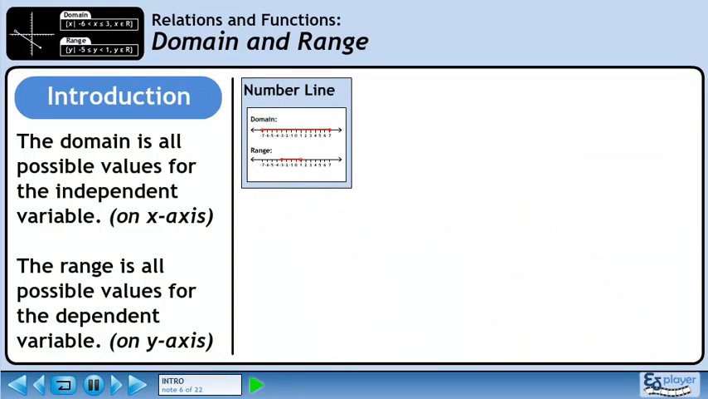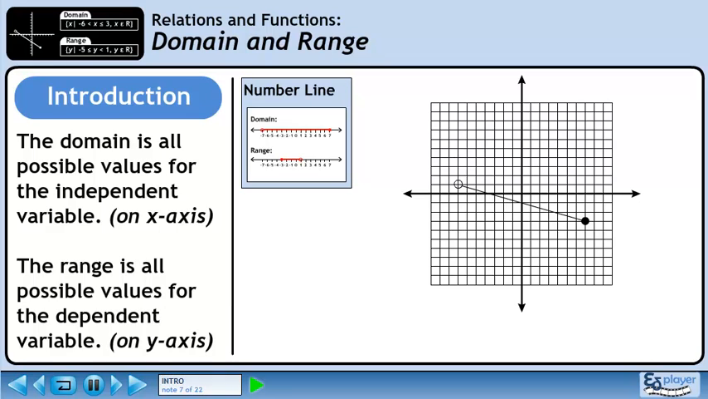Next, we'll learn how to express domain and range using number lines. The graph shown here has an open endpoint at -7, 1 and a closed endpoint at 7, -3. The leftmost x value is -7 and the rightmost x value is +7. The domain can be represented on a number line by drawing an open circle at -7 and connecting a line to a closed circle at +7.